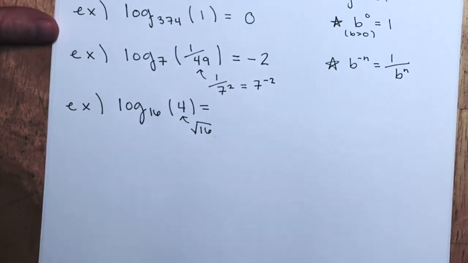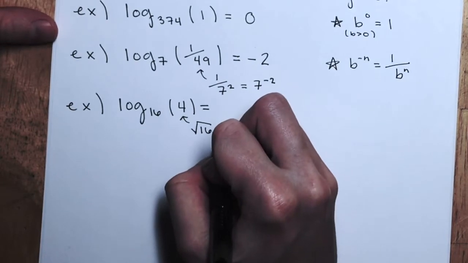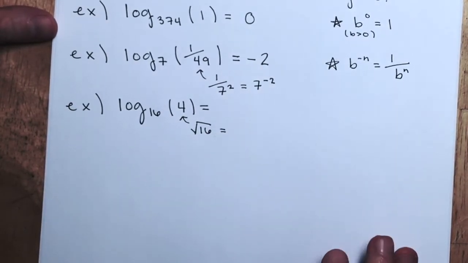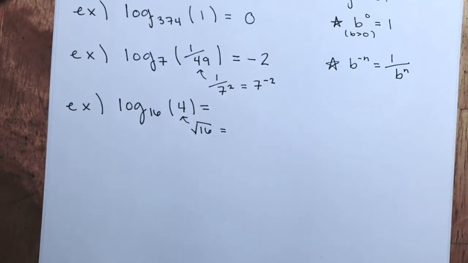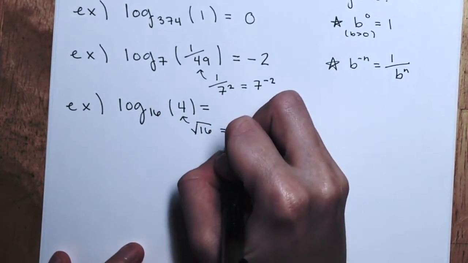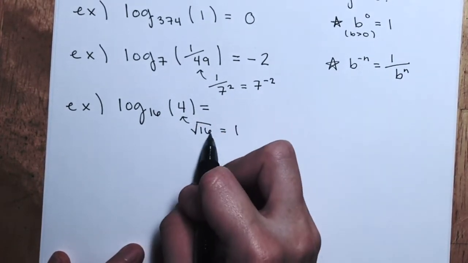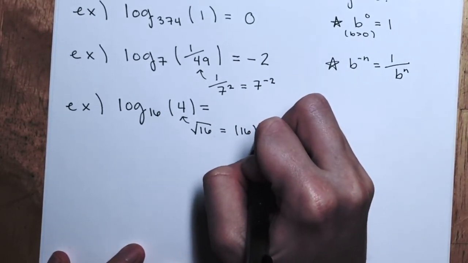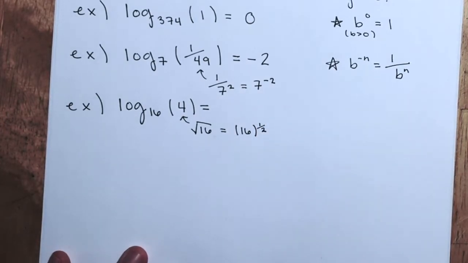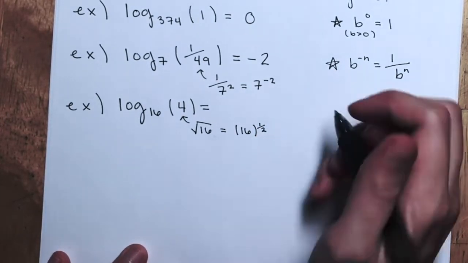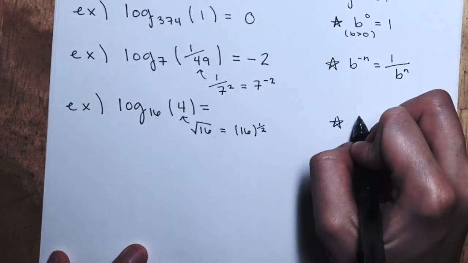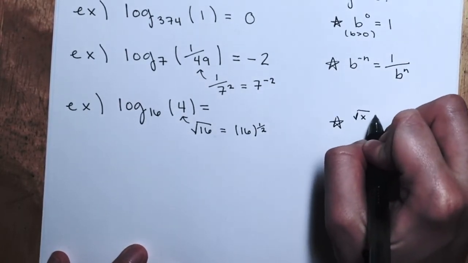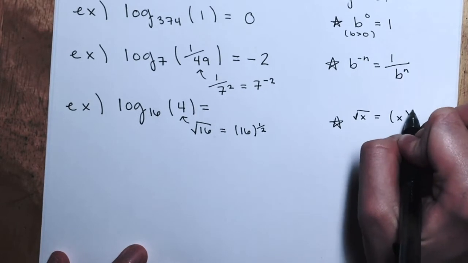That's an important thing to be able to recognize. How can I write this as something with an exponent? Might be something that we need to dig out from the memory logs, but remember, we can write the square root of something as that thing raised to the 1/2. So that's one more fact that I want to remind us of. So the square root of x is equal to x to the 1/2.